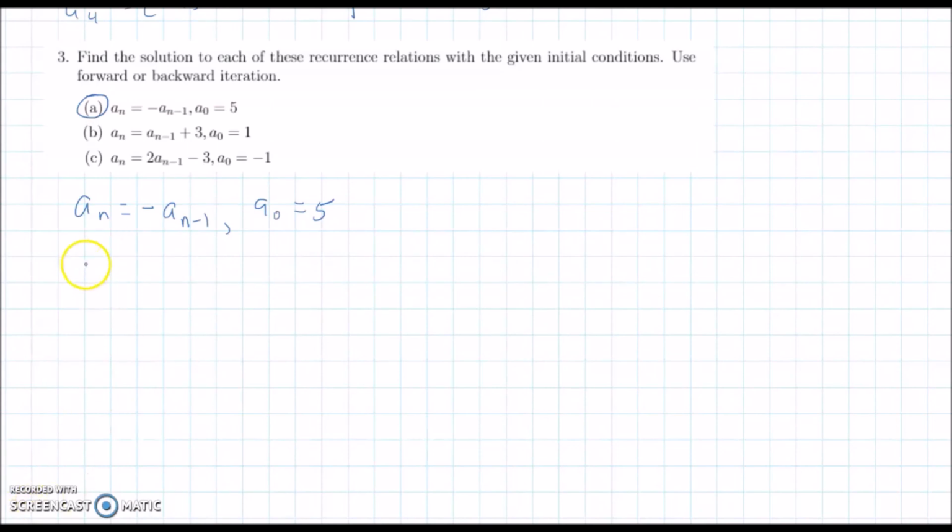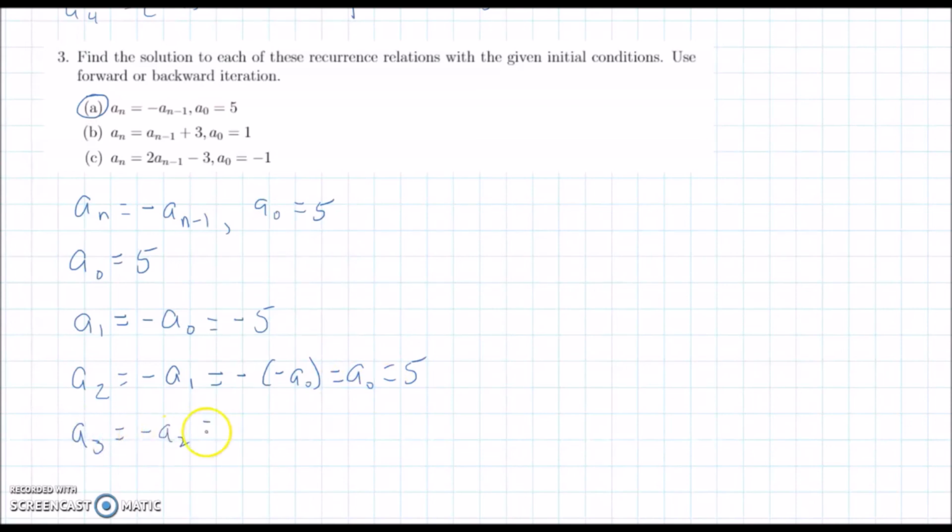So let's just look at some of the terms. a_0 is equal to 5, that's by definition. So a_1 is equal to, using the recurrence relation, negative a_0, but that's just negative 5. a_2 is going to be negative a_1, but a_1 is defined as negative a_0, so that's negative negative a_0. So that's just going to give me a_0, which is 5. a_3 is negative a_2, but a_2 is just a_0. So this is negative a_0, so I get negative 5. a_4, well, that's just going to be negative a_3, but we know that a_3 is negative a_0 from the previous step. So this is negative negative a_0, which is just going to give me a positive 5.